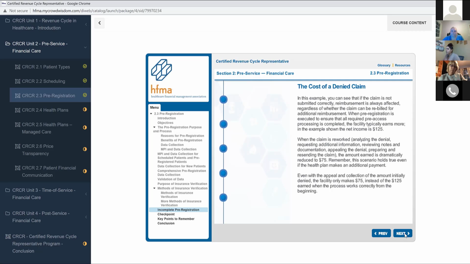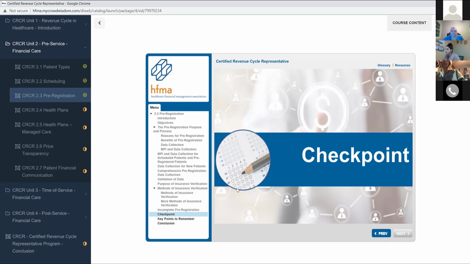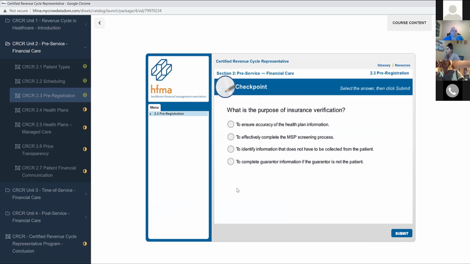All right, checkpoint. Let's see. What is the purpose of insurance verification? Anybody want to guess?